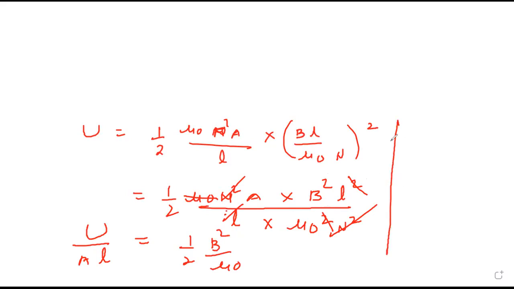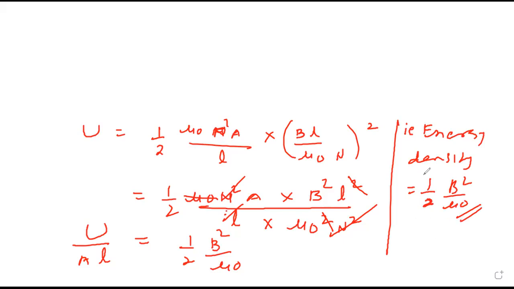Energy per unit volume is called energy density. That is, energy density equals half B square upon mu naught. I feel that this year you may get in MCQ, HSC board special, energy density in an inductor is dash, half B square upon mu naught.